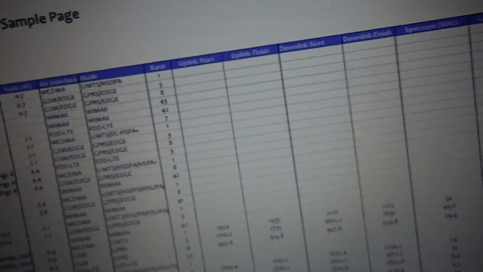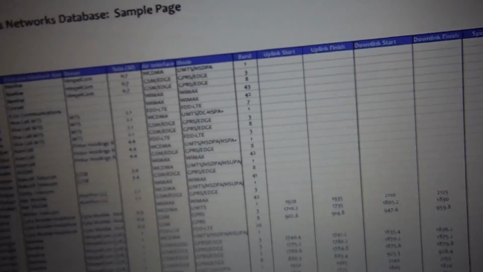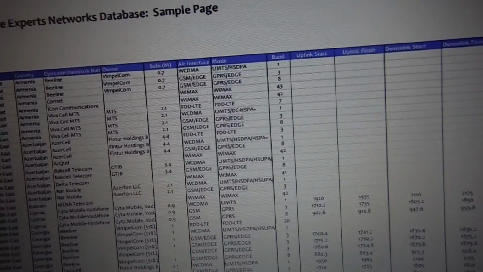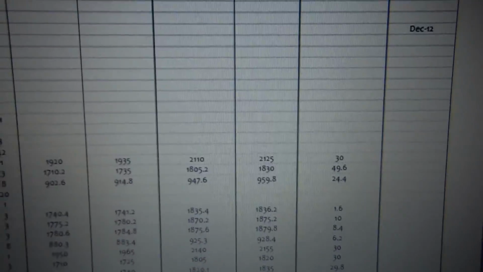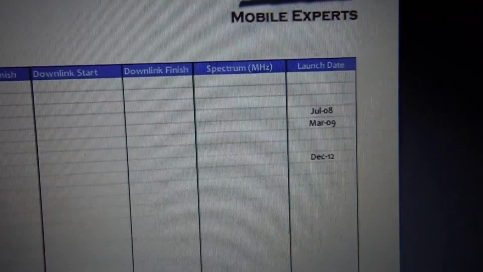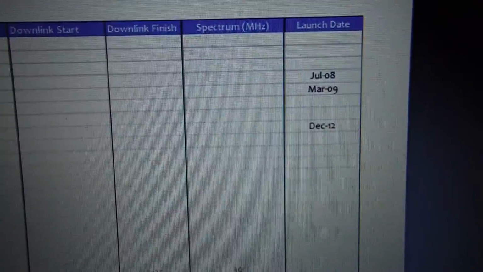And a lot of times that was how I found them, just by going through what specific licenses were given and at what time, and then I'll say how much spectrum exactly they might have in that band. And then there are other details like the launch date. Maybe this one was launched July 2008.